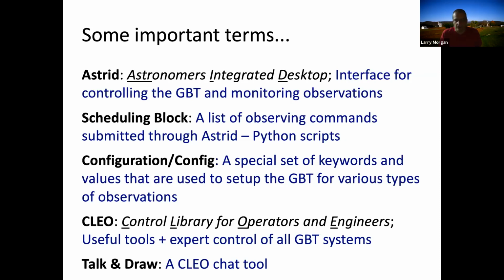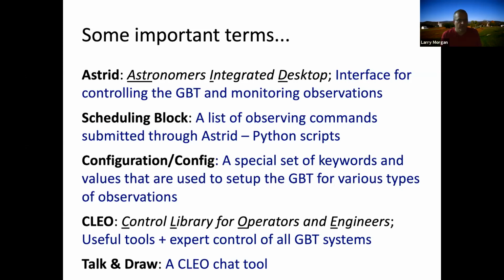And Clio is essentially another GUI, but with a lot more complication. It's a very complex system with the sort of managers and windows for each subsystem of the GBT. And a lot of that is at the expert control level. The one thing I will probably point out to you is the talk and draw, which you'll use when you're observing, especially when you're remote observing, to chat to the telescope operator and anyone else who might be online that you need to speak to.